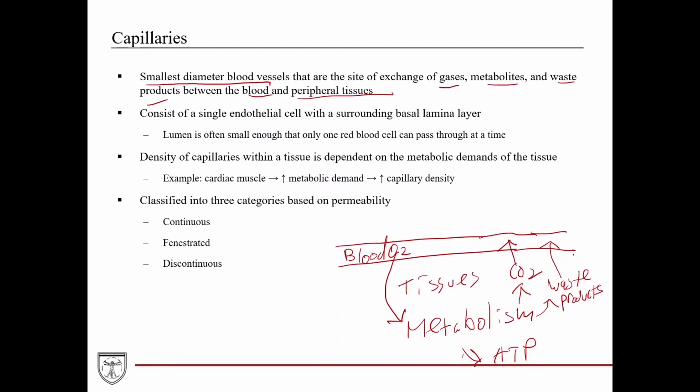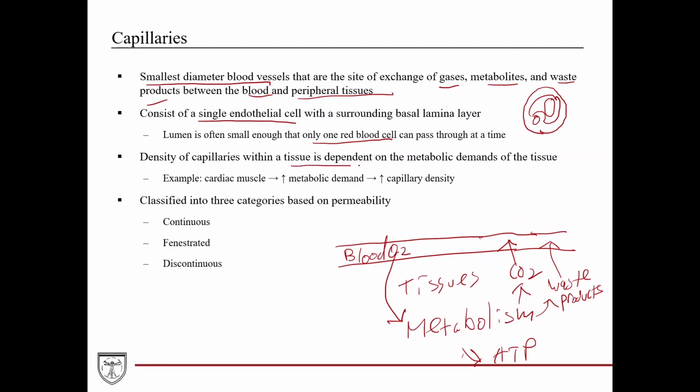be excreted. Histologically, they consist of a single endothelial cell. So if you recall, you have your endothelial cell like this. You have your nucleus in here, and it's a single cell. And you can see, sometimes this is just small enough that only one red blood cell can pass through. That's why red blood cells need to be so flexible, because sometimes they need to pass through these very narrow capillary vessels.